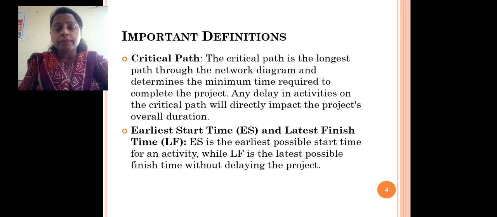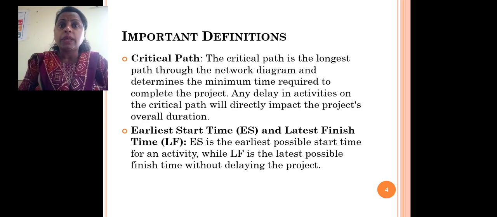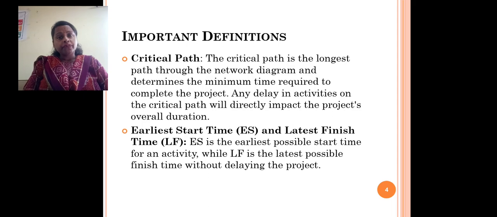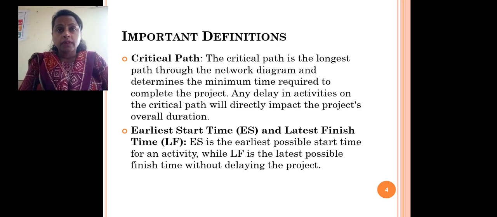Now, what is the critical path? As we discussed, there are so many paths to reach the ending time. Fine. So, the path which is the most fruitful path, that is where the time required to reach that destination is minimum and resources required to reach the destination is minimum, that is the critical path. The critical path is the longest path through the network diagram and determines the minimum time required to complete the project. Any delay in activities on the critical path will directly impact the project's overall duration.